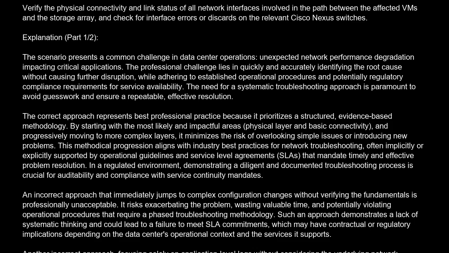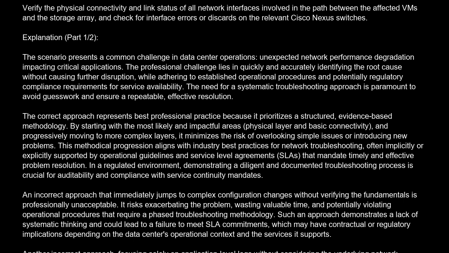The correct answer is C. Verify the physical connectivity and link status of all network interfaces involved in the path between the affected VMs and the storage array, and check for interface errors or discards on the relevant Cisco Nexus switches.